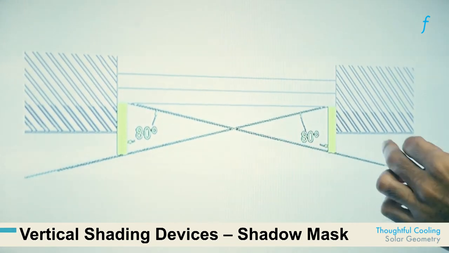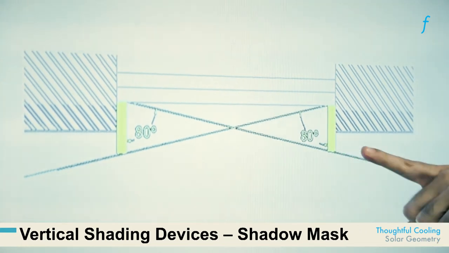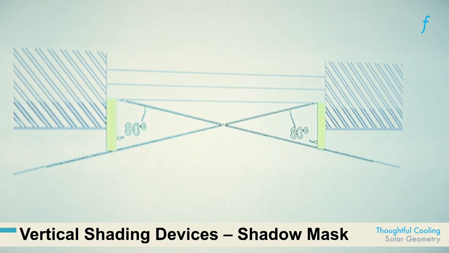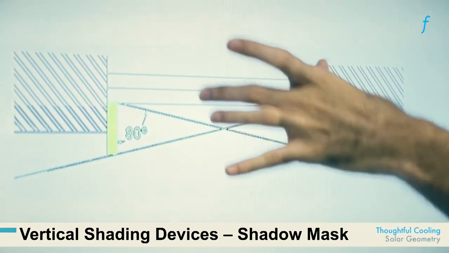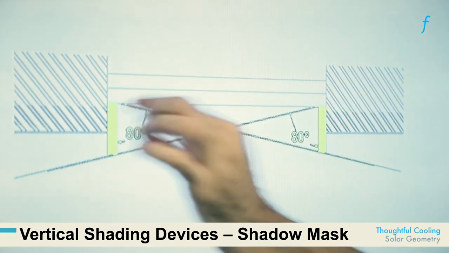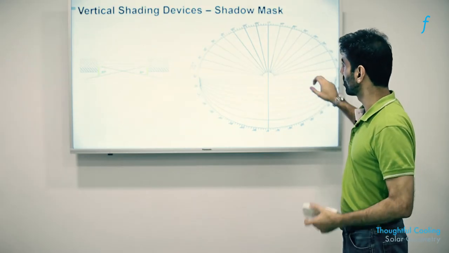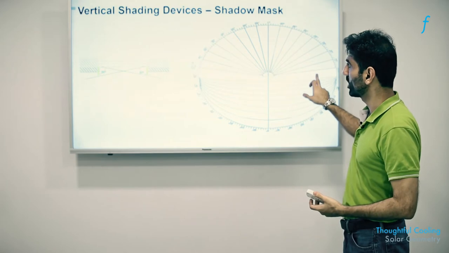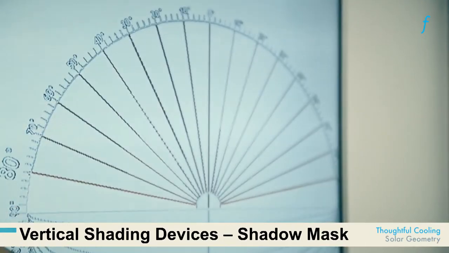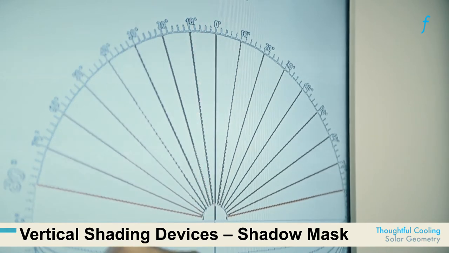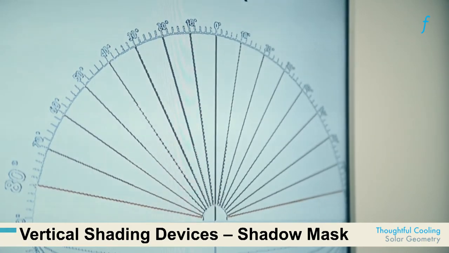It won't give me protection for most of the day, because the moment the sun comes out of this part of the azimuth, for a large part, I will have solar radiation coming in. So only for a few hours will I be protected from the sun. This is how this is depicted on the sun path diagram. This is the vertical shading angle. So this is, say, for a north facing window, facing north, 80 degrees is the horizontal shading angle.